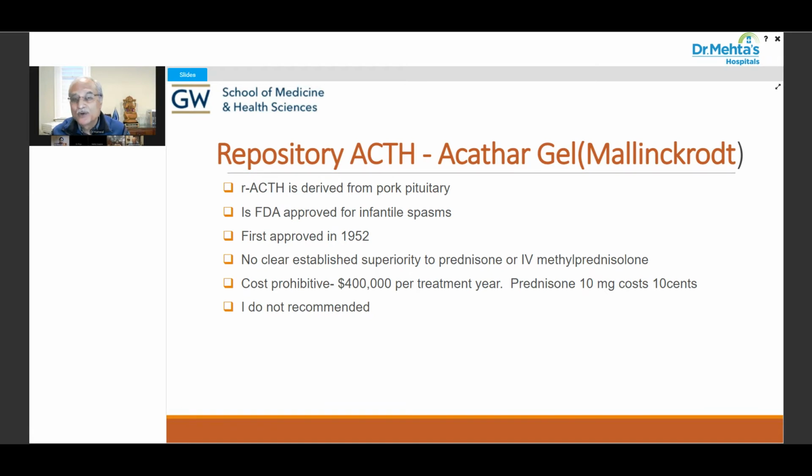And this is a very old drug, which is being repurposed for nephrotic syndrome. It's used mostly in membranous nephropathy by adults. Very expensive therapy. Compare the cost. A 10 milligram tablet of prednisone costs 10 cents, and it costs about $400,000 for a year's treatment with this particular drug. So please don't encourage anybody doing that.